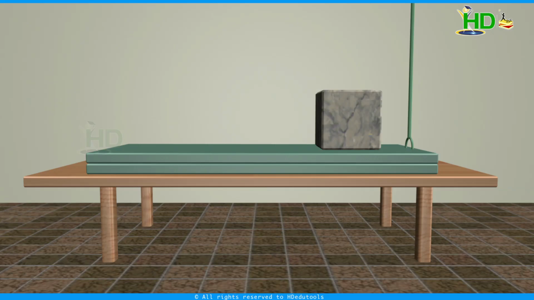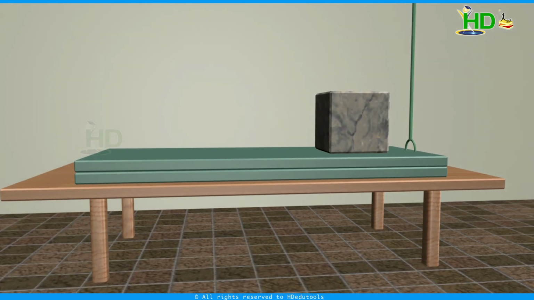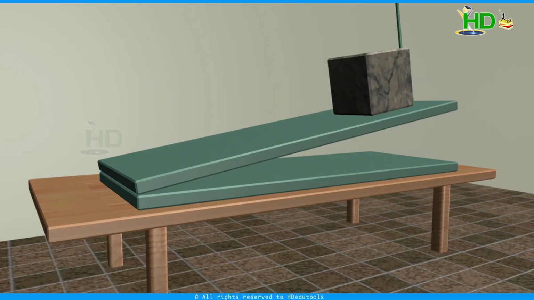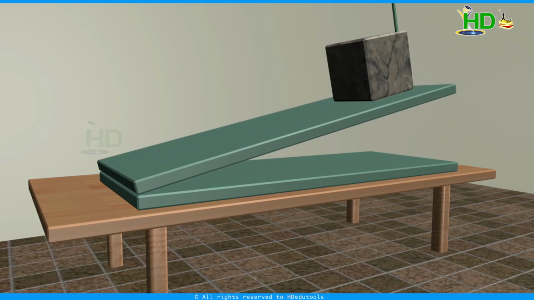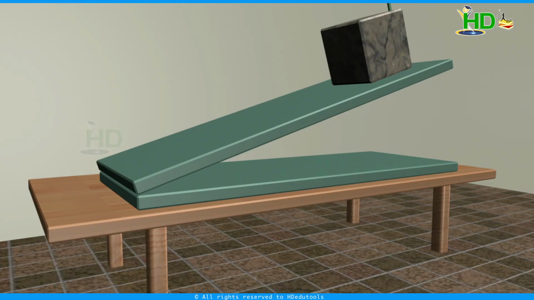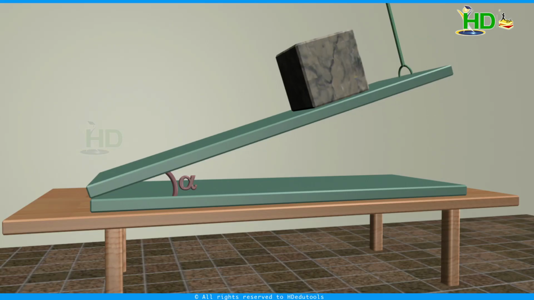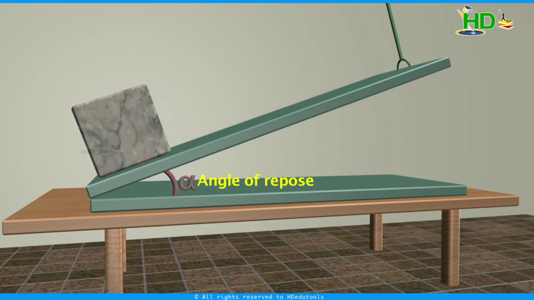Consider an object is placed on an inclined plane. Suppose we go on increasing the inclination of the plane, then what can we observe? Now you take this activity. Suppose if the object is like this, can it slide? No. If you go on increasing the inclination of the plane, at a particular inclination, the body will slide down. Now this angle where the body starts sliding is called the angle of repose. Angle of repose is nothing but the angle of the inclined plane at which the body starts sliding down.